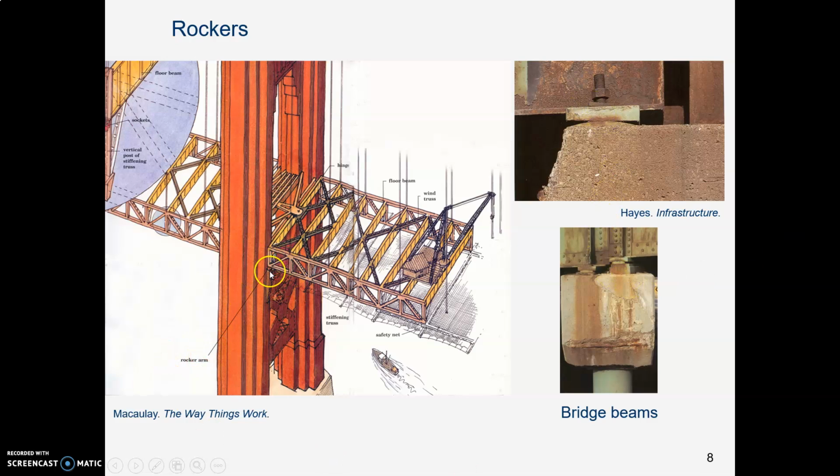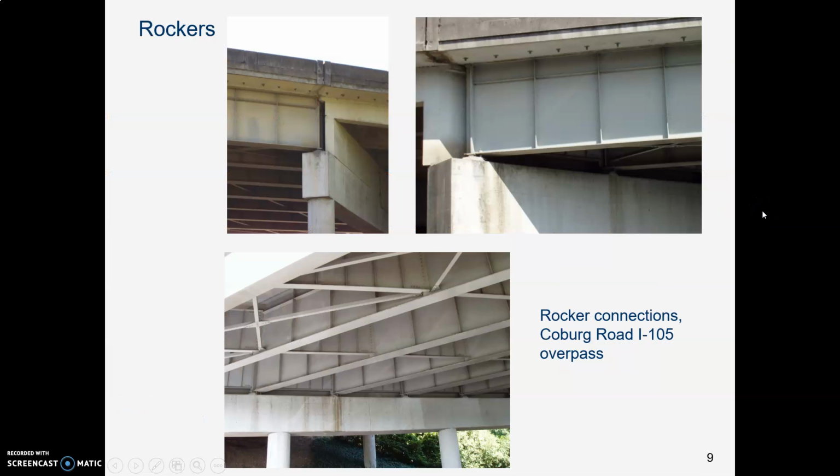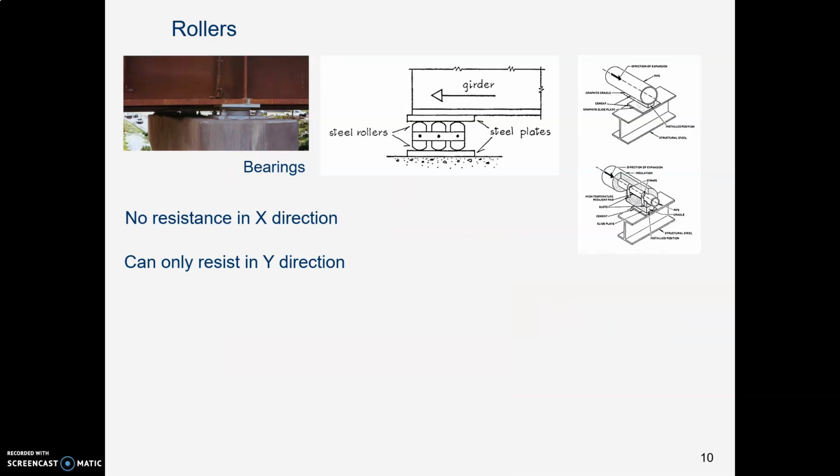Here's one in a book illustrated with a drawing. Here are some rockers, and I've tried to zoom in a little bit close here in the upper picture. I don't have the best camera in the world, but that is a rocker, and you can see these rockers if you are on Coburg Road in Eugene and you're standing off on a sidewalk somewhere and you're looking up at this overpass where I-105 goes over the top of Coburg Road, and those are those rocker connections on one end of each beam.